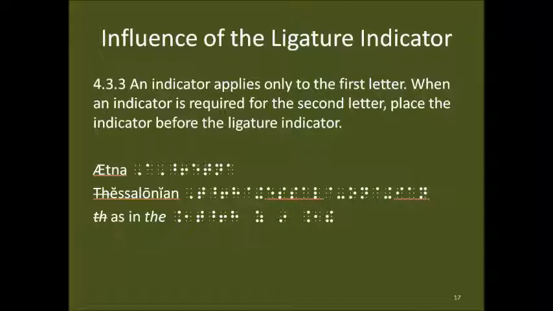Then we have Thessalonian, we have T, which is capitalized, the H is not, so we show that with just a regular capital indicator, put the ligature indicator in between the T and H, and then carry on with the rest of the word. Notice that the macron above the O is before the O, and that little breve mark above the I is before the I. Then we have TH, which has a cross through ligature mark. It's also in italics. So we have our italic indicator, then our T, then our ligature indicator, H, and then carry on with the rest of the sentence.